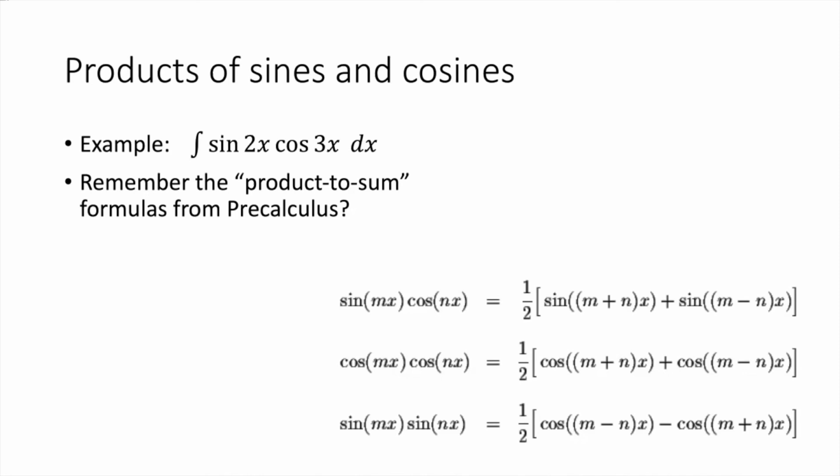All right, so let's see. I had better write down this formula. Sine mx cosine nx is equal to 1/2 times the sine of m plus n times x plus the sine of m minus n times x. This is not a calculus formula. This really is a pre-calc formula.